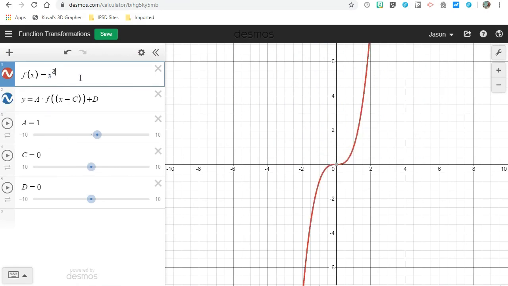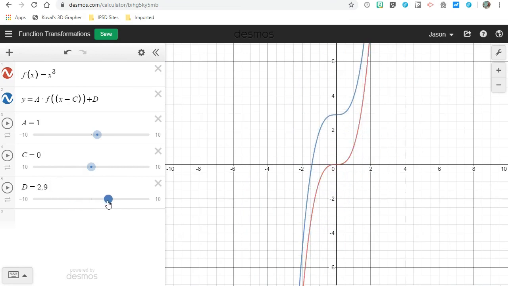If I take a look at x cubed, notice that A does something similar. It gets more narrow as I increase it above 1, it gets wider as A is smaller and grows slower, and then there is a reversal or a flipping over the x-axis if it is negative. C, once again, does a horizontal shift, and D does a vertical shift.